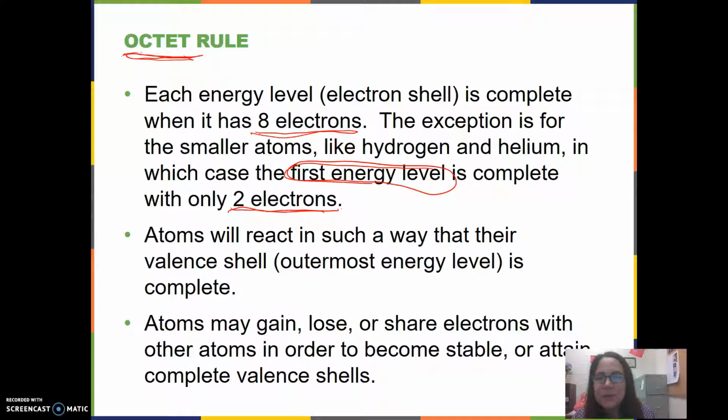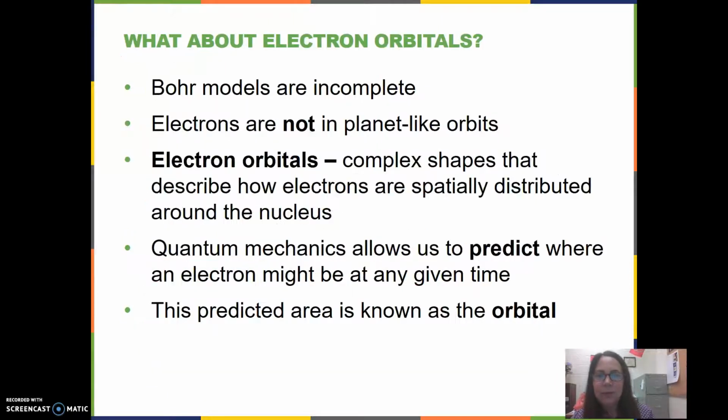So atoms are going to react in such a way that their valence shell, which is defined as their outermost energy level, the energy level furthest away from the nucleus, is complete. And in order to complete their valence shell, atoms can gain, lose, or share electrons with other atoms. And that will make them stable.